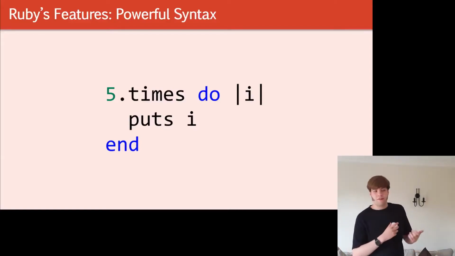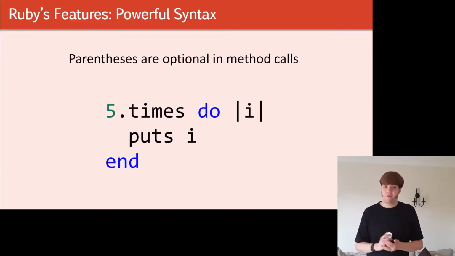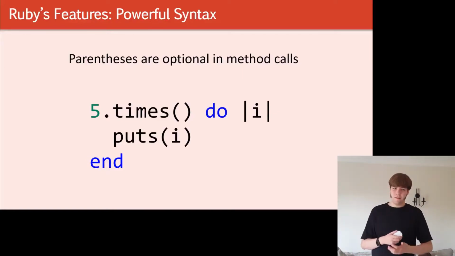Here we are calling the times method on the integer 5. You might be thinking, well, this is a method call, so where are the parentheses? Well, in Ruby, parentheses are optional in method calls. The code that we have here is identical to this code, with the parentheses added. In Ruby, it's common practice to omit the parentheses on methods with no arguments, and on many kernel methods like puts. So let's remove those again.